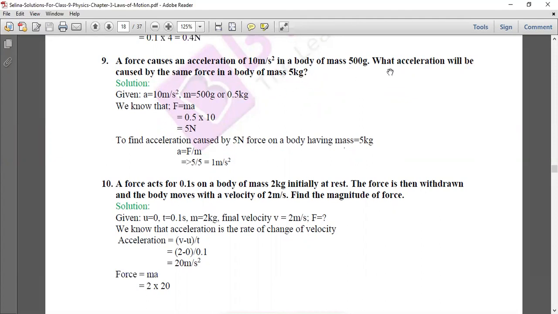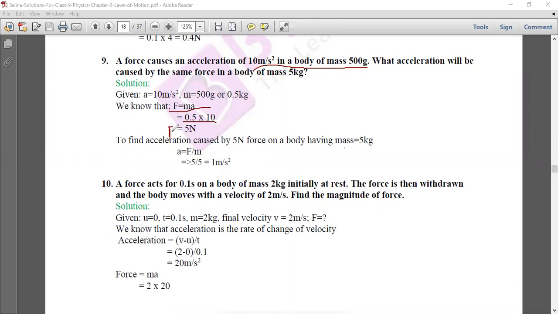So therefore, initially we need to find the force for this acceleration and mass. That is F is equal to ma. Here the mass is how much? 0.5 kg, and the acceleration is how much? It is 10 meter per second square. Therefore we know the force is equal to 5 Newton.